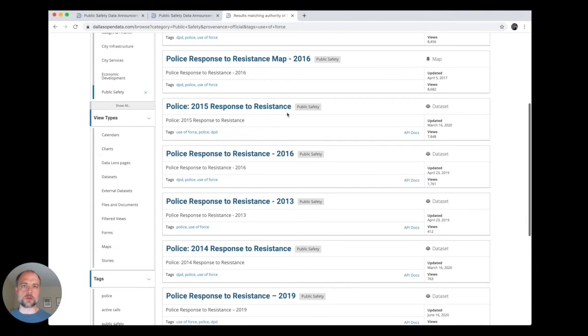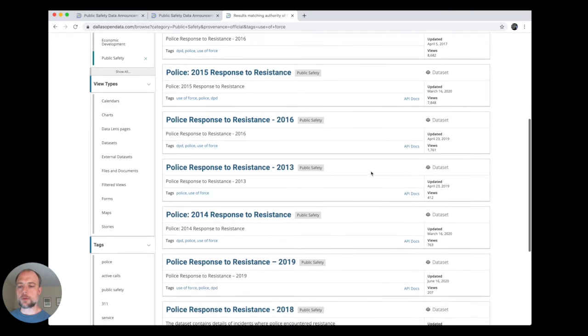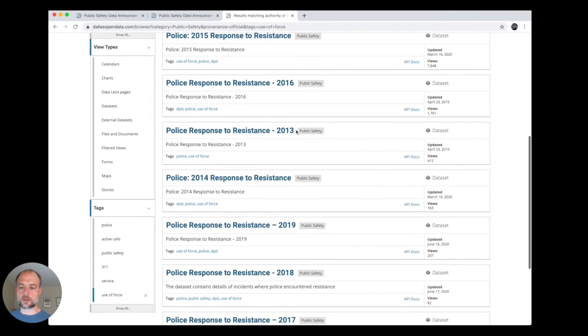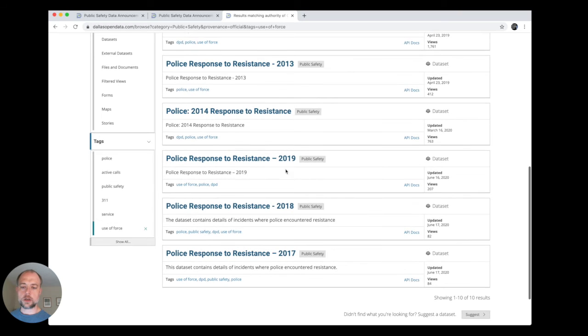What we try and use with this program is the data sets itself. And we have a video that goes more into looking at the Open Data Portal and some of the differences between data sets and everything else. But the data sets are what we're focusing on. So we've got police response to resistance 2016, 2013, 2014, 2019, 2018, and 2017. So we have pretty good coverage of the data.